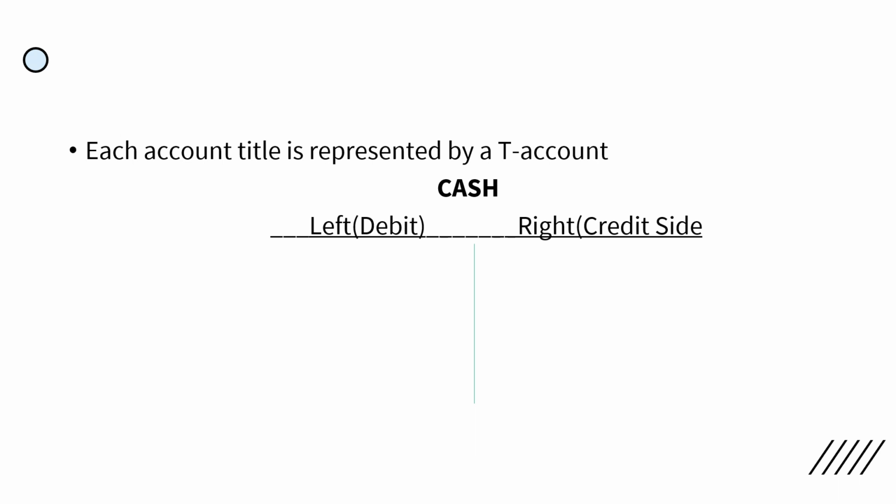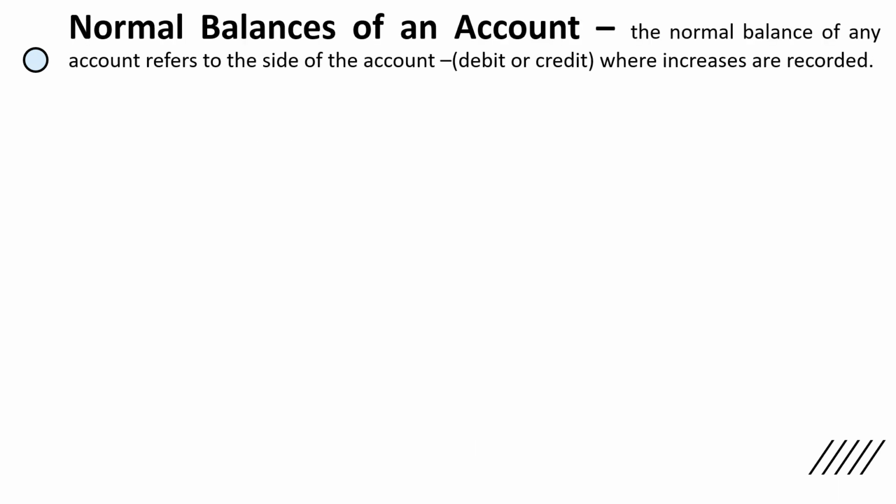So the T account or the cash account now has two sides, the left side or the debit side and the right side or the credit side. So these two sides actually will tell the normal balance of an account. So each account title has a normal balance, either a debit or a credit. A normal balance says the increased side of the account title. So meaning, when the account title is to be increased, it is to be recorded in its normal side, normal balance. So that's the increased side of an account title.